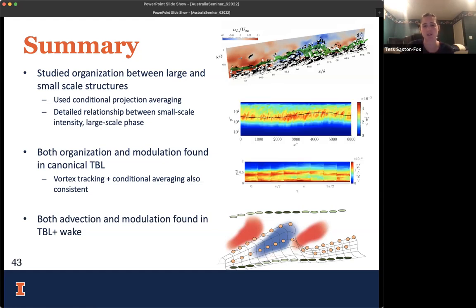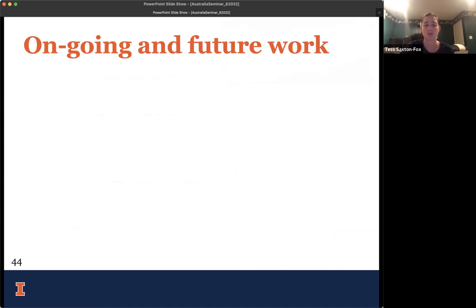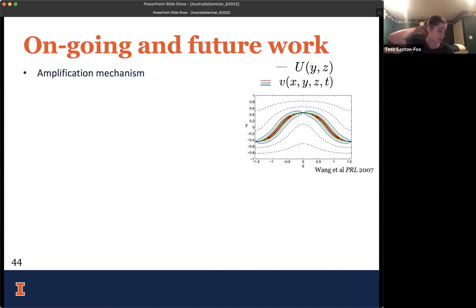And some of the things we're going to do as we go forward, we are looking at this amplification mechanism too. This is a figure from someone else's paper, but it's suggesting a critical layer amplification mechanism that can happen along curved surfaces. We're interested in trying to ask whether there might be a critical layer amplification mechanism that could happen along the large scale structures.